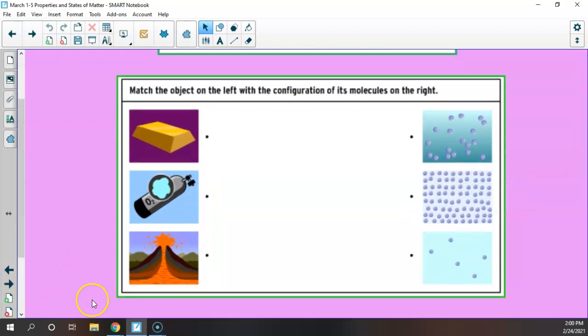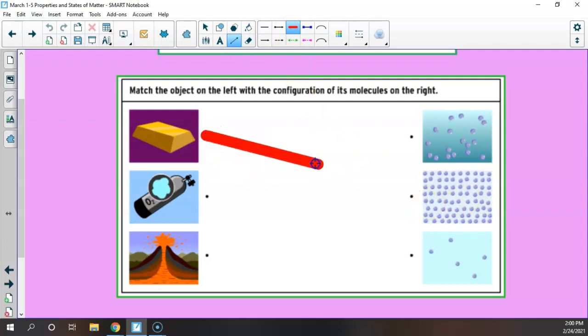So here we go. Here's what that looks like. If I were to match these objects, so here I have a brick of gold, here I have a tank of oxygen, and then here we have lava, molten lava, which is a liquid because it's heated. And so looking at these particles, knowing what I had told you in the previous slides of which ones the particles are packed tightly, well, this looks the tightest to me. So I would match that brick of gold here.